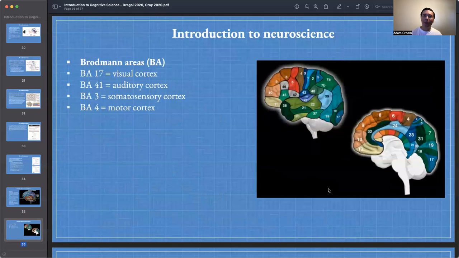I also wanted you to sort of just appreciate Brodmann's areas, and for today at least, try to memorize these four, right? BA17 in occipital lobe is visual cortex, okay? BA41 in temporal lobe is auditory cortex. BA3 in parietal lobe is somatosensory cortex. And BA4 in the frontal lobe is the motor cortex.